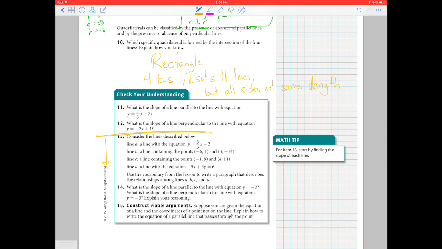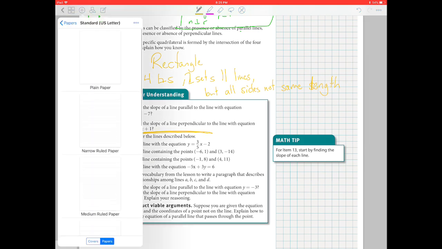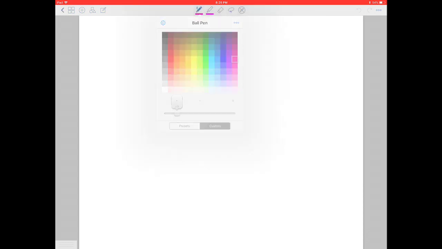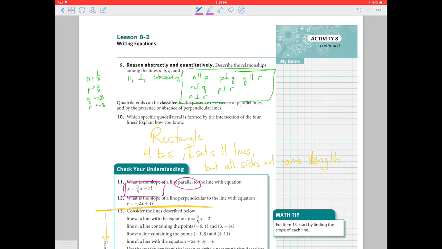All right. So you should have paused it. Welcome back. Second chance to pause it if you didn't actually do 11 and 12. All right. Welcome back. So let me add a new page. All right. So let's go back and look at what we need to do. We need to find a line that is parallel to this equation. Doesn't tell us anything more specific than that. So our original equation, this was number 11.